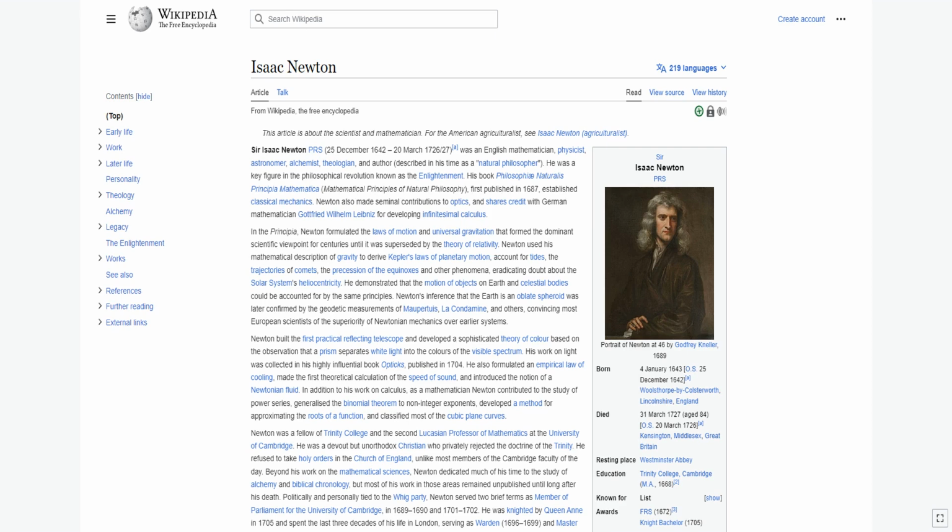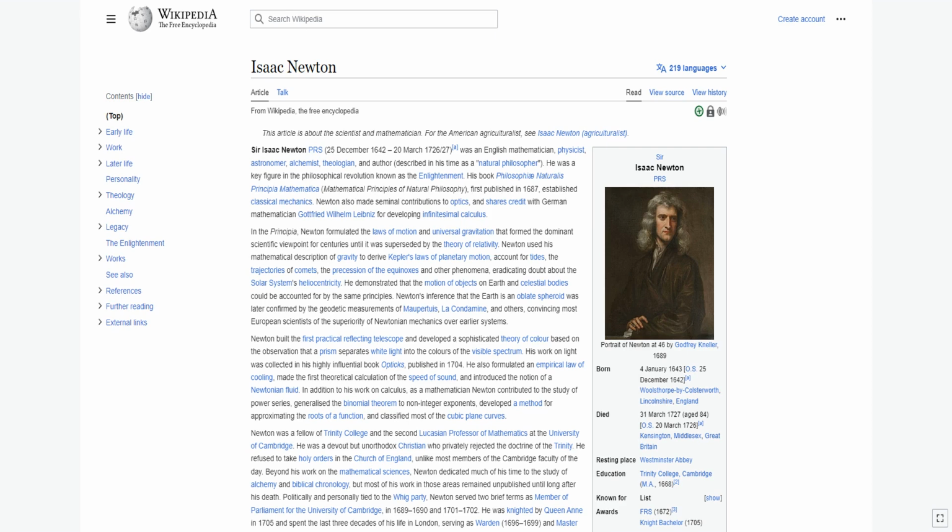He also formulated an empirical law of cooling, made the first theoretical calculation of the speed of sound, and introduced the notion of a Newtonian fluid. In addition to his work on calculus, as a mathematician Newton contributed to the study of power series, generalized the binomial theorem to non-integer exponents, developed a method for approximating the roots of a function, and classified most of the cubic plane curves.